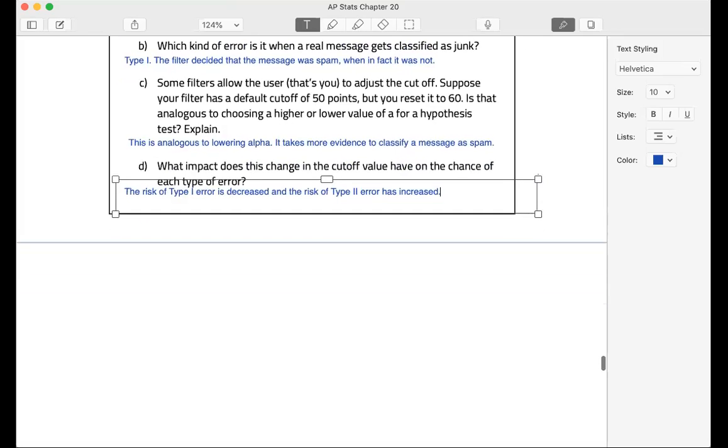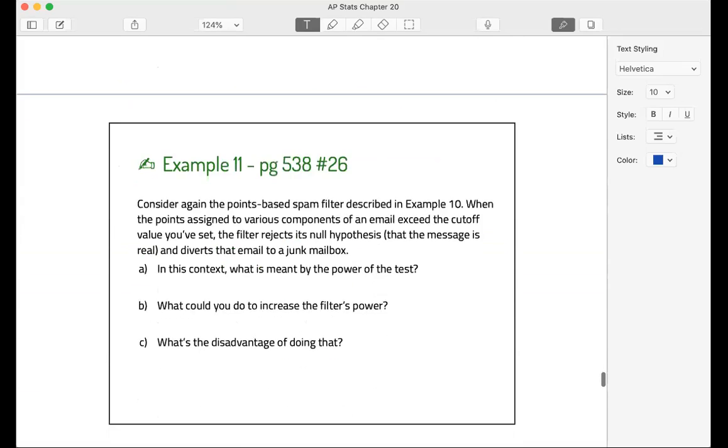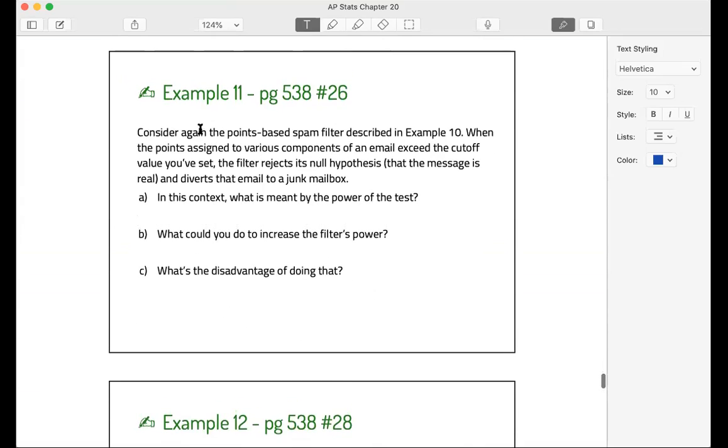All right, example 11. Consider again the points-based spam filter described in the previous example. When the points assigned to various components of an email exceed the cutoff value that you set, the filter rejects its null hypothesis that the message is real and diverts the message to your mailbox. In context, what is meant by the power? Okay, so let's try this one.